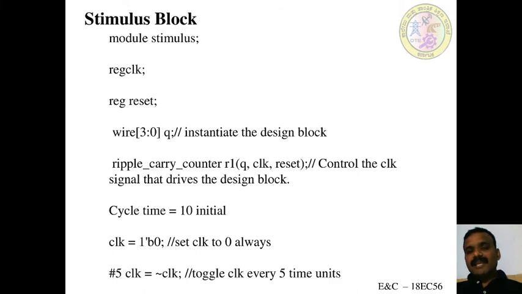Okay, cycle time is 10. Initial: clock is equal to 1'b0, meaning bit 0, since the clock is a single bit. So we take 0. Set clock to 0. Always #5 clock is equal to negation of clock, meaning whatever the clock input is, whether 0 or high, a NOT operation is applied to the clock after #5, which is 5 time units.